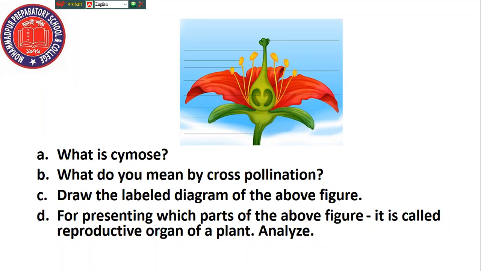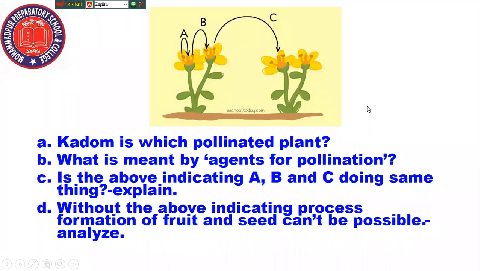Though the male and female reproductive units are present in the same plant part, which is called a flower, presenting these two parts is possible. That is, the flower is called the reproductive organ of a plant. Then you finish with your concluding line, then it is okay. Next, you look at the next segment, the next creative question.